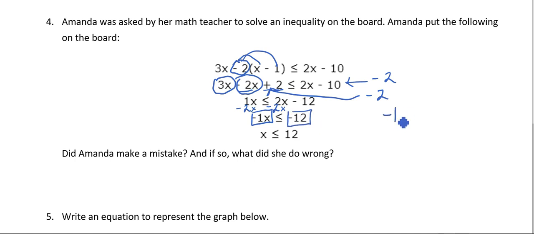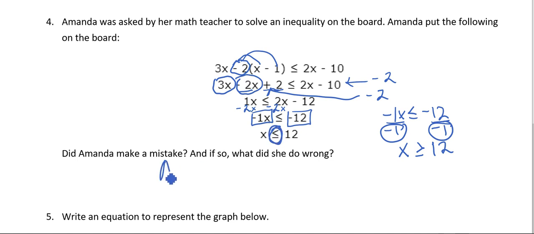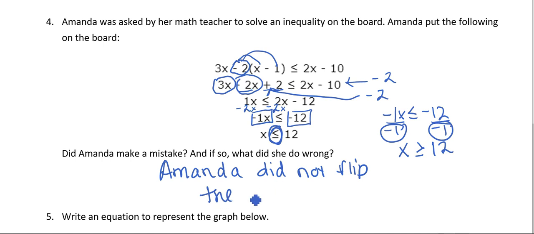So the next step that Amanda should take is divide by negative 1. And since she's dividing by a negative, she should flip her sign, giving us x is greater than or equal to 12. So her mistake is Amanda did not flip the symbol. She did not flip the inequality symbol when she divided by negative 1.